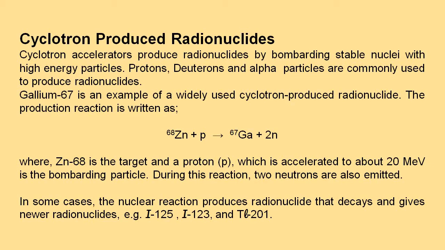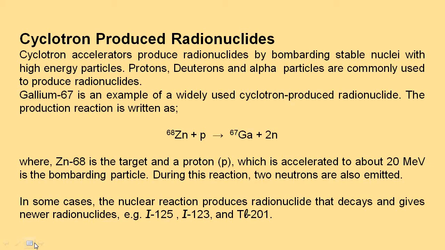Best example is gallium-67. The production reaction you can write as: gallium-67 is produced from zinc-68 by bombarding the zinc-68 with a proton, and you will be getting gallium-67 plus 2 neutrons, where Zn-68 is the target and proton, which is accelerated to about 20 MeV, is the bombarding particle. During this reaction, 2 neutrons are also emitted.